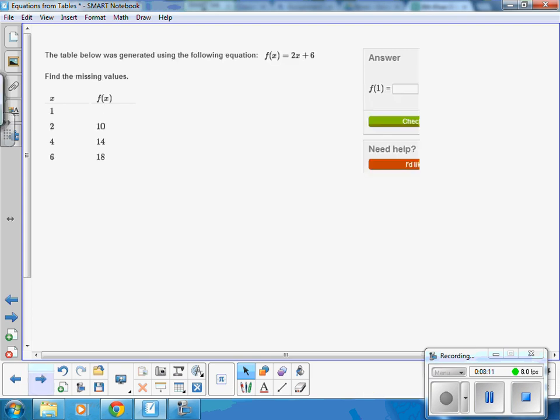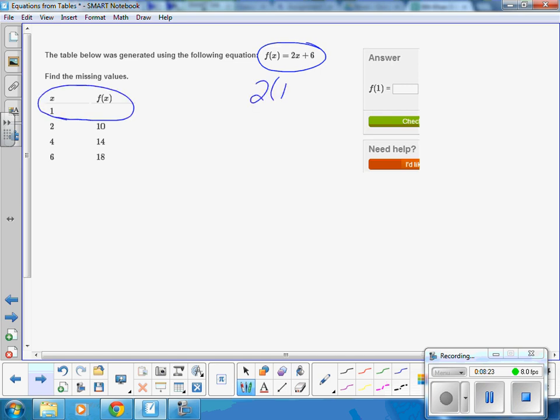Here, we're back to a similar situation as before. The first problem that we did, 2x plus 6 is my equation. I need to figure out what it would be if x is 1. So 2 times 1 plus 6. So that is 2 plus 6. That is 8. 8 would be your answer.